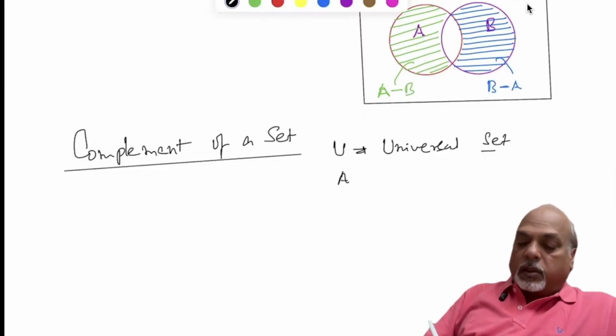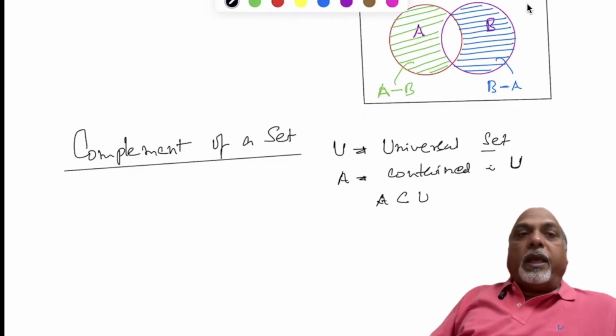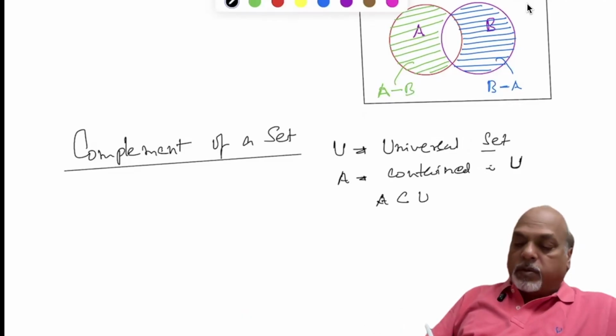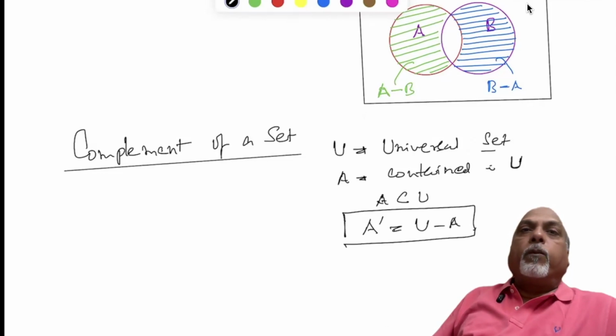And you have a set A contained in the universal set U, or you can say A is a subset of U. Then what is the complement? The complement of A is denoted by A dash. Complement of A is nothing but U minus A. Correct?